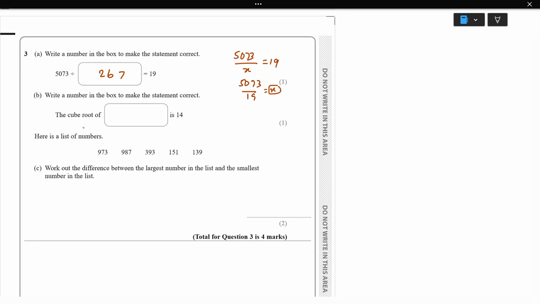Next, write a number in the box to make the statement correct. The cube root of a number is 14. So we need to do the reverse, which is 14 cubed. Using the calculator, we get the value 2744.